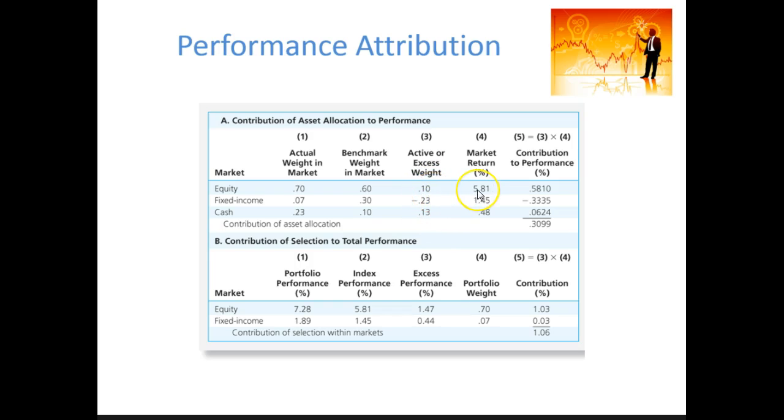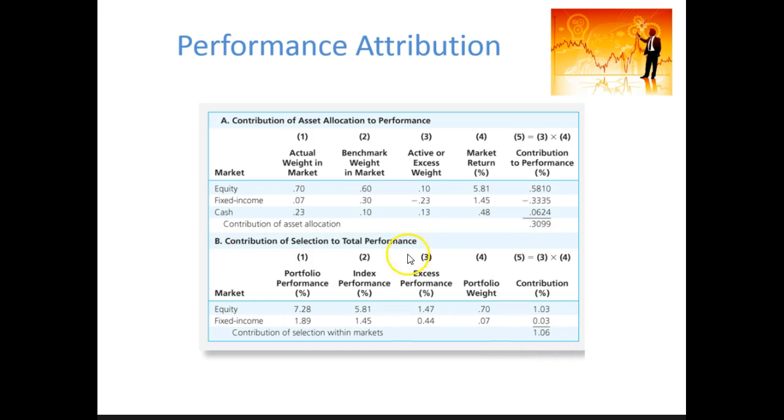So we overweighted equities by 10%. That asset class generated a market return of 5.81%, so that contributed 58 basis points to our overall return. We underweighted fixed income by 23%, so minus 0.23, times it generated a return of 1.45%, that dragged down our performance. We overweighted cash by 0.13, it generated a return of 0.48, so the contribution to overall performance of that overweighting was 0.0624. And if we sum all these together, we can see that the overall contribution of asset allocation to our performance was about 0.31, 31 basis points. So of the 1.37% overperformance we saw on our previous slide, 31 basis points can be attributed to asset allocation.